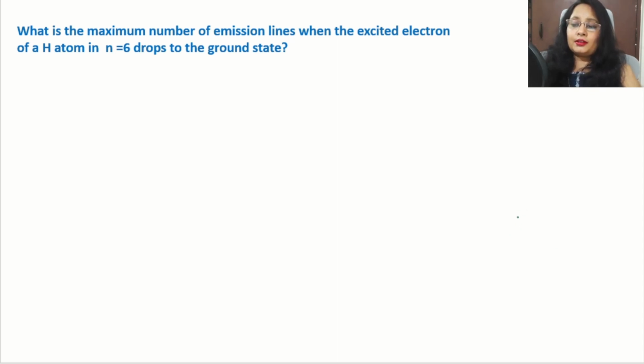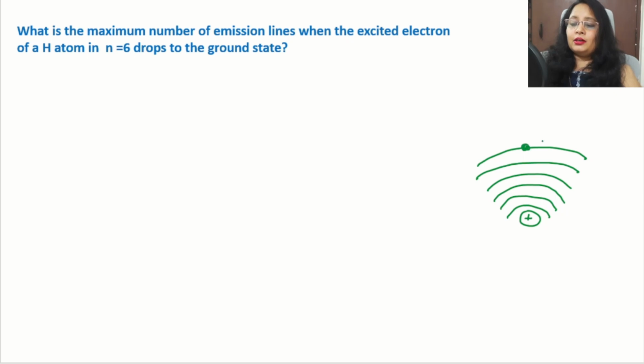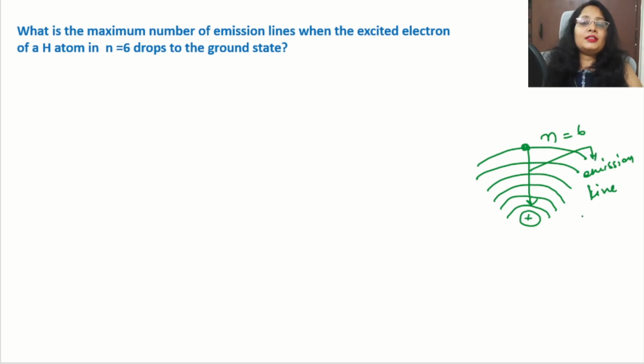So friends, assume a nucleus of a hydrogen atom and the only electron of the hydrogen atom, now it is in n equals 6. So this level is called n equals 6. Now this electron will drop down to n equals 1, that is the ground state. So energy will be released and a line will be formed. This line is called an emission line. These lines are called emission lines.